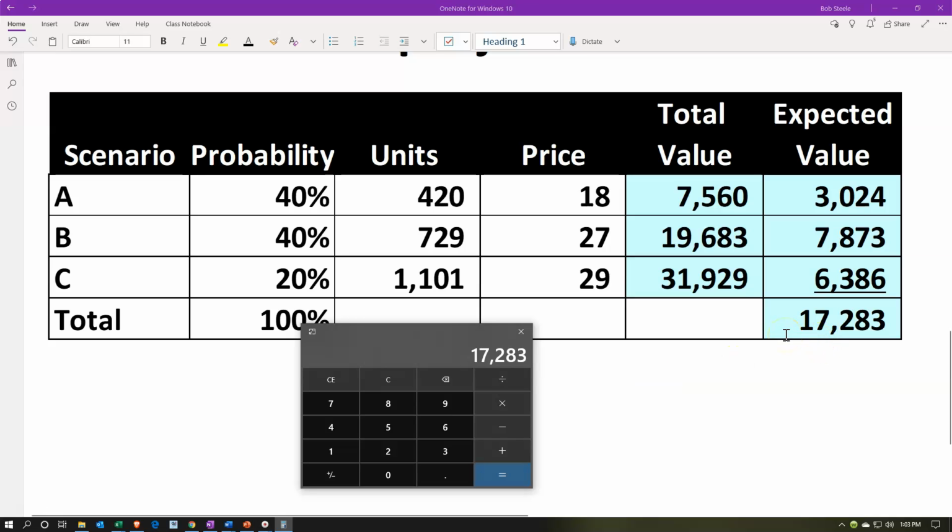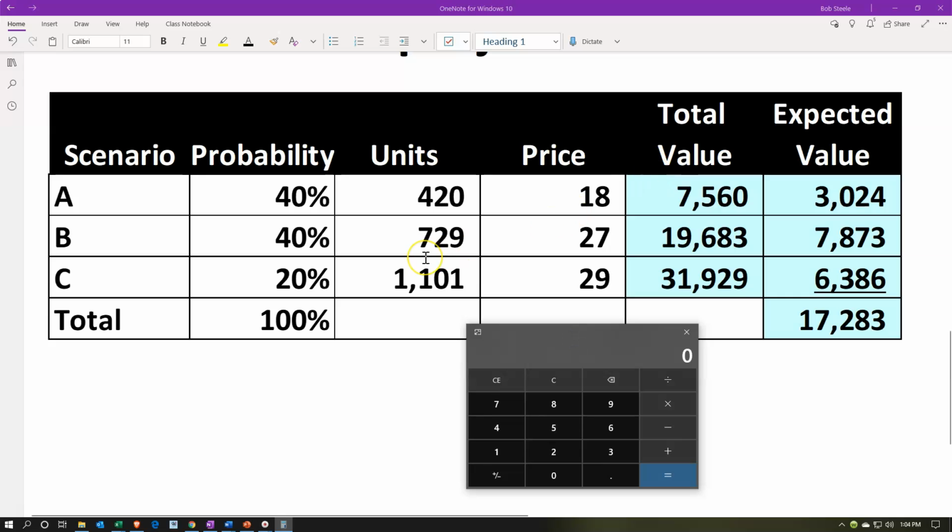So it's a kind of an average type of format, but it's more of a weighted type of average because we're putting a different weight based on our knowledge of what we think the likelihood of the outcome would be. In other words, if you just took a straight average, you could take these 3 results and say, well, 7,560 plus 19,683 plus 31,929 divided by 3 would give us the 19,724. That might be useful, and you can use that. That's another method that could be used, but you might weight it differently based on your understanding, and basically use this kind of method to make some projections into the future.